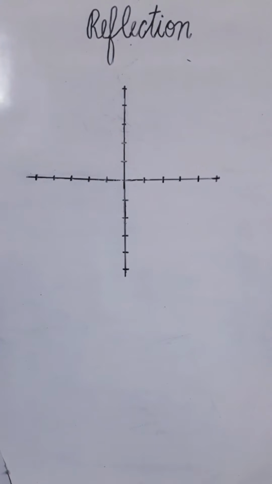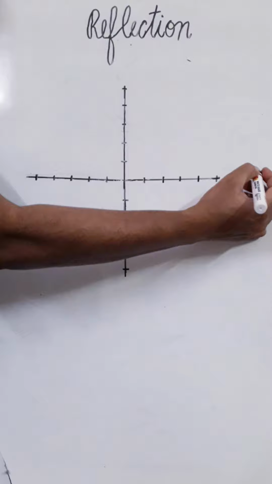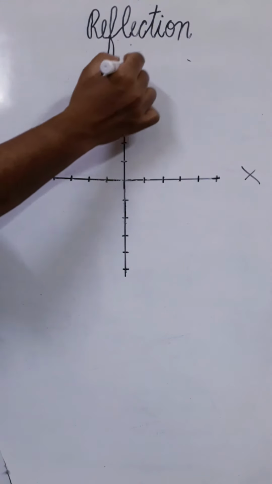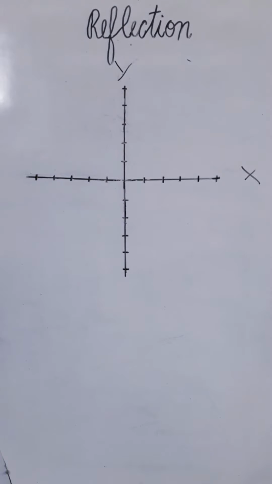We are starting a new topic, reflection here. In reflection, you will have to check what is the image of the given object. Now, you have done the graphing part in your 9th class. So here you can see this is your horizontal axis, which is called your x-axis, and this is your vertical axis, which is called your y-axis.